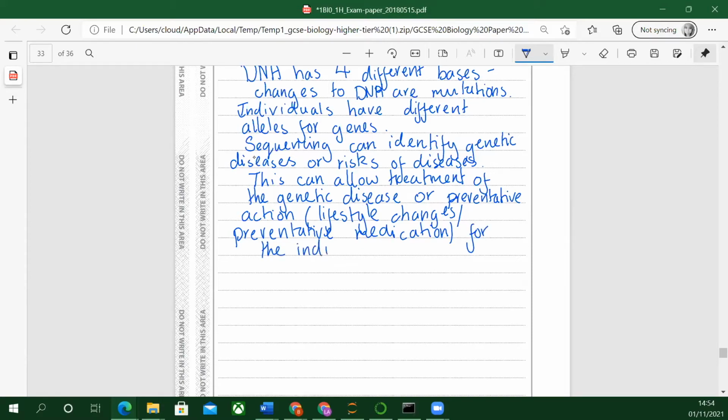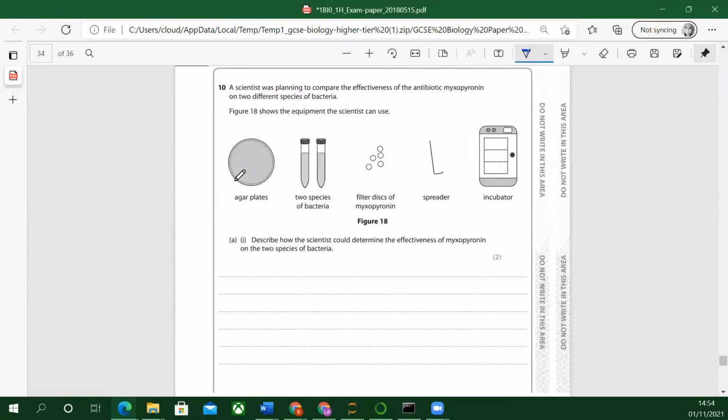Okay. Yeah, this is done quite a lot now to see what people could develop so they can take action before it happens. Okay. Number 10, a scientist is planning to compare the effectiveness of the antibiotic mixopyronin on 2 different species of bacteria. Figure 18 shows the equipment the scientists can use: agar plates, 2 species of bacteria, filter discs of mixopyronin, a spreader, incubator. Describe how the scientists can determine the effectiveness of mixopyronin on 2 species of bacteria.